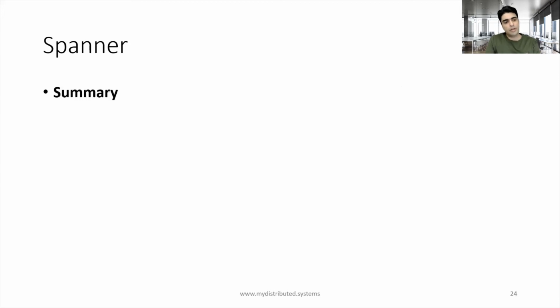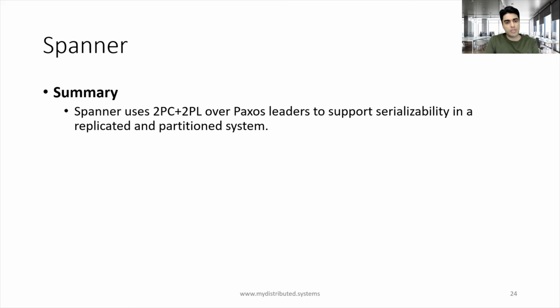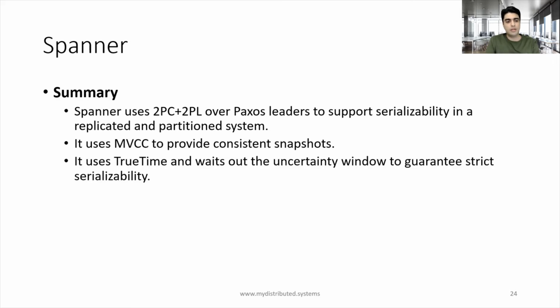Okay, so in summary, Spanner uses 2PC and 2PL over Paxos leaders to support serializability in a replicated and partitioned system. It uses MVCC to provide consistent snapshots, and it uses TrueTime and waits out the uncertainty window to guarantee strict serializability.